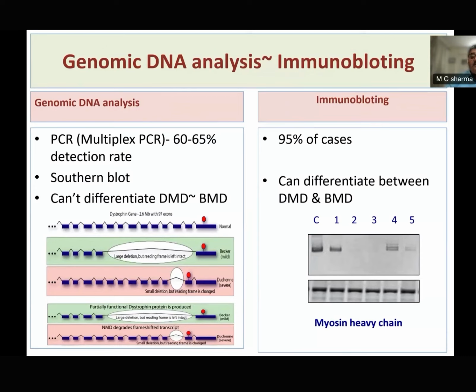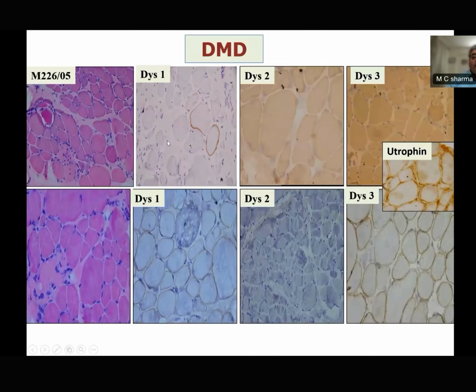Immunoblot can differentiate between Becker's and DMD, because this protein is totally absent in DMD, whereas it is abnormal or reduced in Becker's. This is immunohistochemistry. Different antibodies are available against the different components of the dystrophin protein: the rod, the amino terminal, the carboxy terminal. One may be absent, and the other may be reduced.